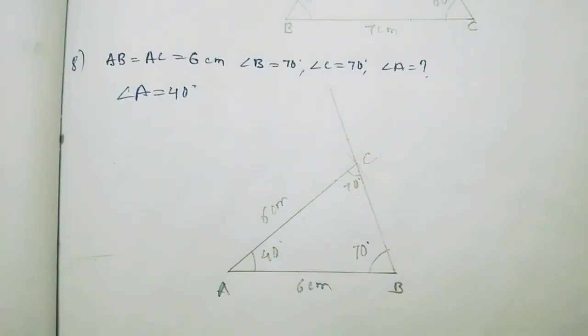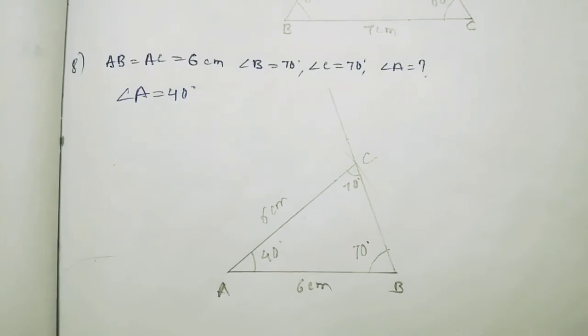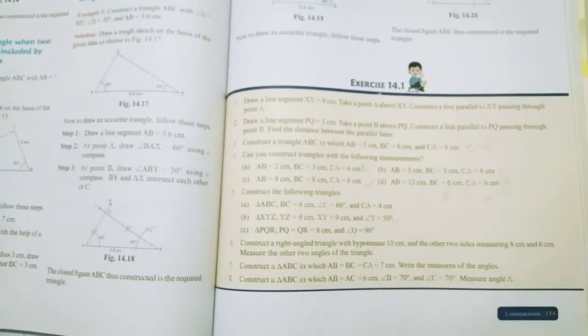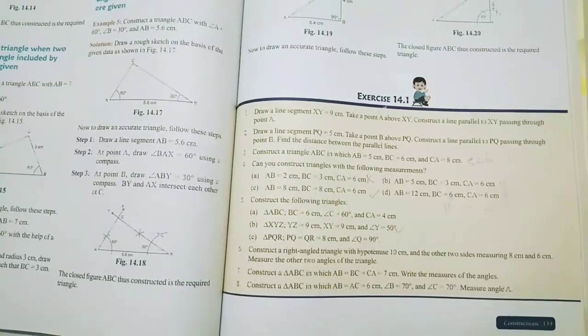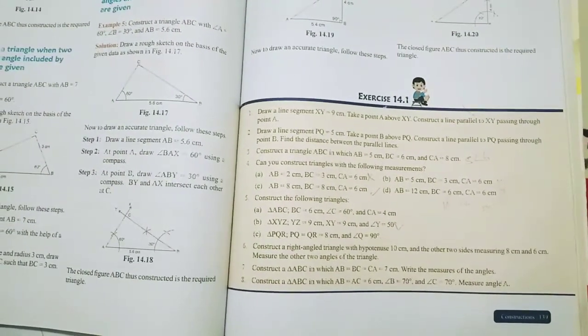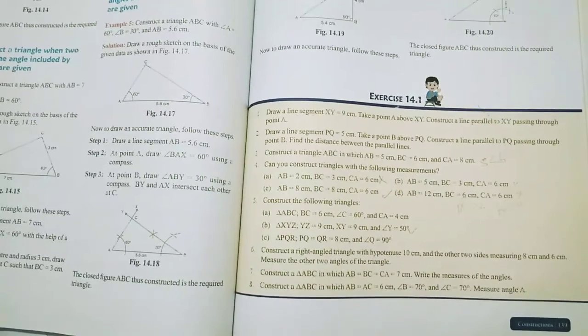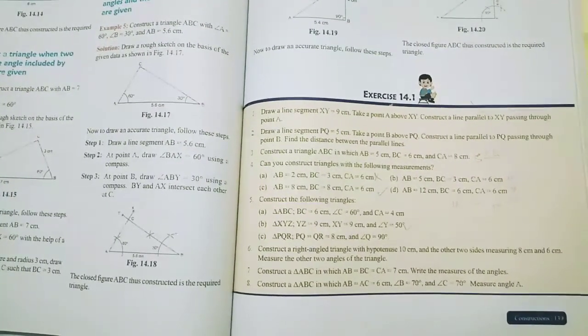So in this way you have to construct the triangle. Understood? So you have completed exercise 14.1, and in this way our chapter Construction is also completed. So practice all the questions nicely. Okay, and if you have any doubt then ask me. Thank you.